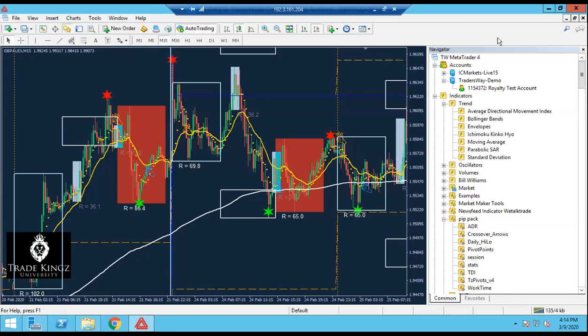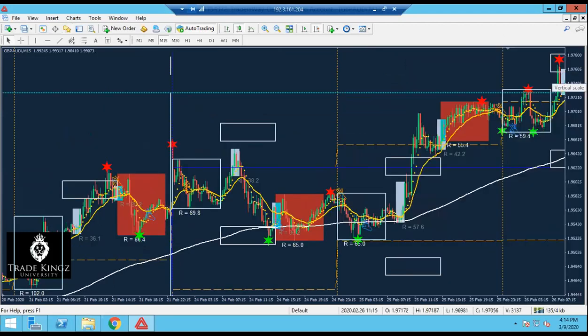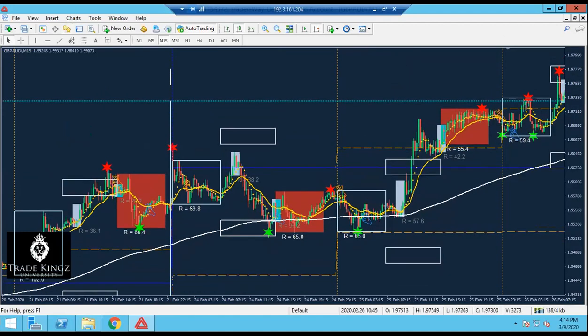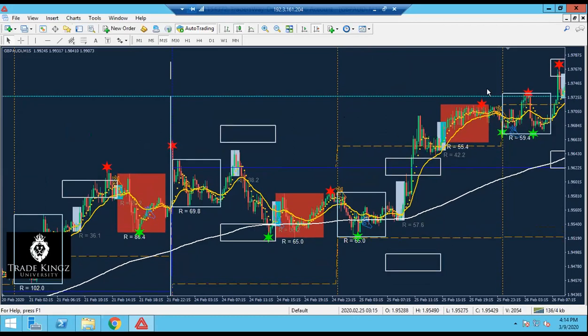Now remember, if you guys don't understand the royalty yet, let me explain this to you real quick. These orange lines are the day breaks, or you can press Control Y to show the day breaks, the session breaks. So this is each day. This dotted line represents the high and low of the previous day. The blue line represents the previous week high. There might be another one down here at the bottom. It might be the previous week low.